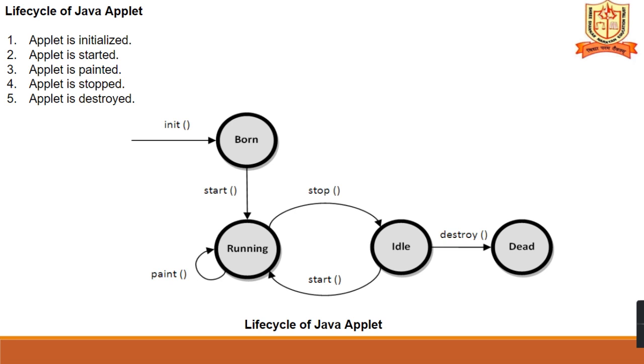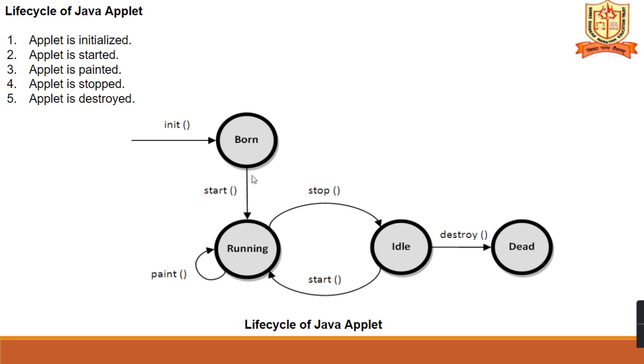So what do you mean by the life cycle of the applet? There are 5 methods in the life cycle of the applet: init method, start method, stop method, destroy method and paint method. Like this, different methods are there. We'll see one by one. First is the init method. The applet is in the newborn state, and in the newborn state, the init method is invoked.